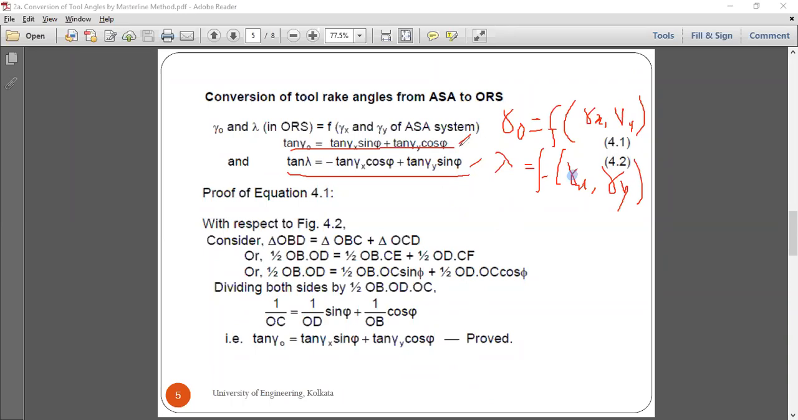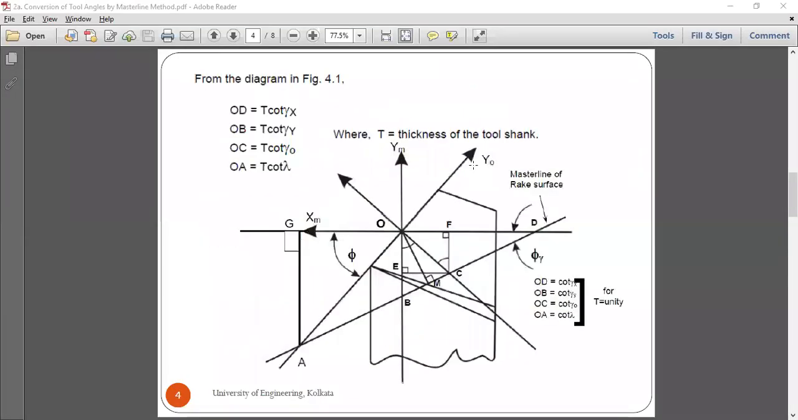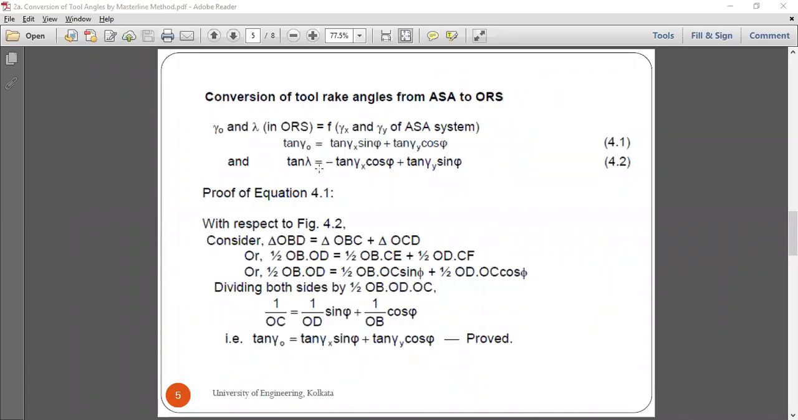Now let us look into this equation number 4.1, with this figure which we have drawn previously. Let us look into what angles I am talking about. We are talking about gamma naught, gamma x, and gamma y. These three angles are important.